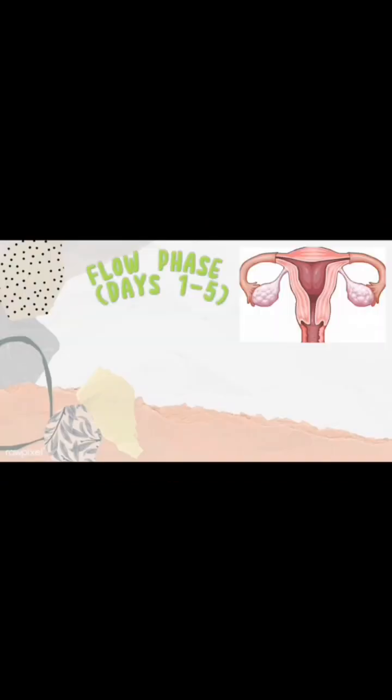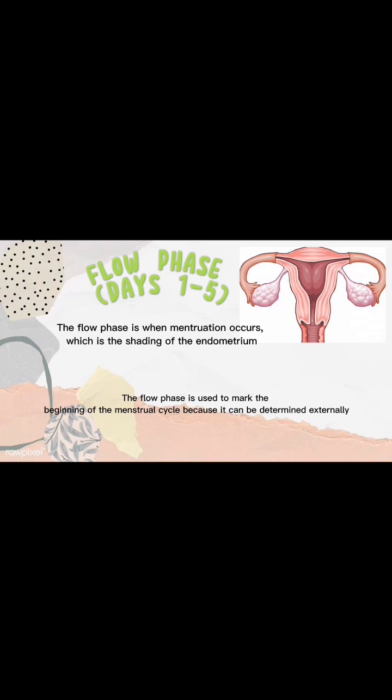So the flow phase is when menstruation occurs, which is the shedding of the endometrium, the lining of the uterus. And the reason this is the beginning of the cycle is because you can tell when it's happening, right? Because it happens externally, so that marks the beginning of the cycle.